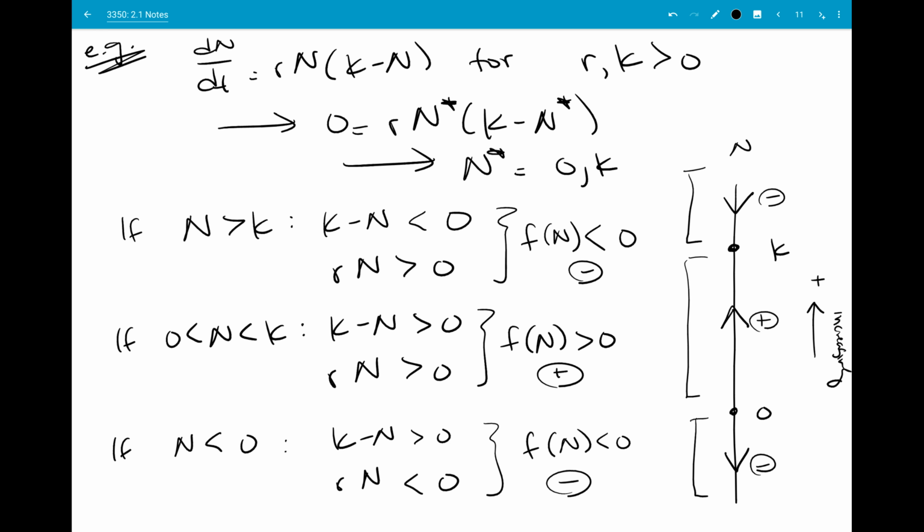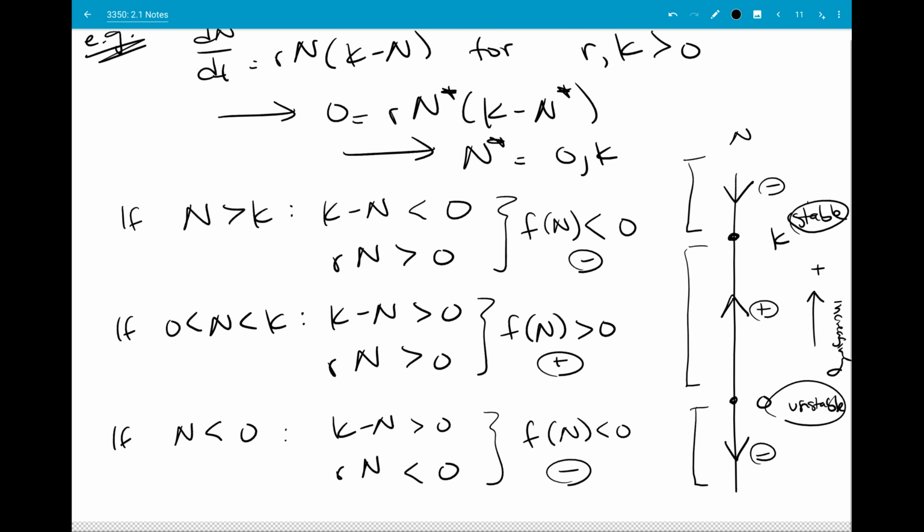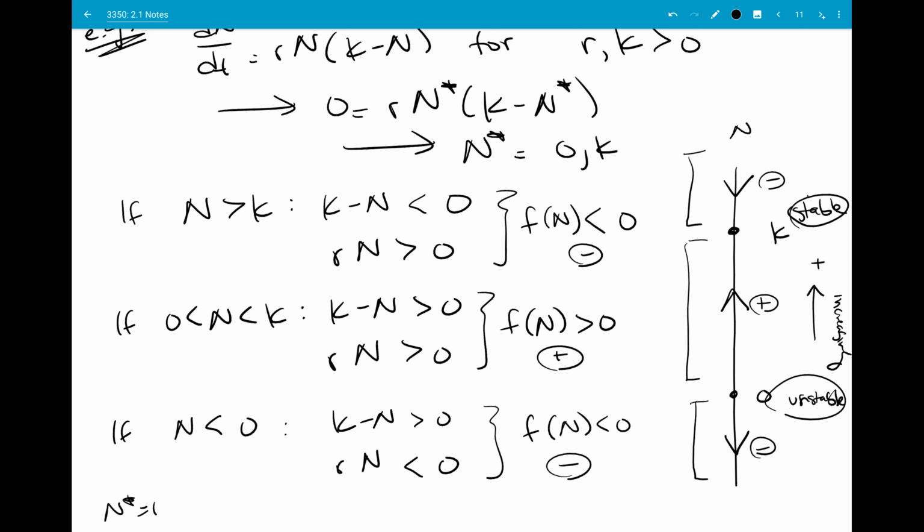Oops. So here I am. If I'm looking at K, I'm looking at this. Both my arrows point towards K. So that means that K is stable. Here when I'm looking at 0, both my arrows point away, so 0 is unstable. So what I would say right here is that n star equal to 0 is unstable. N star equal to K is stable. And I've classified my equilibrium values.